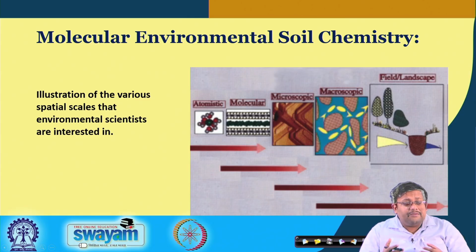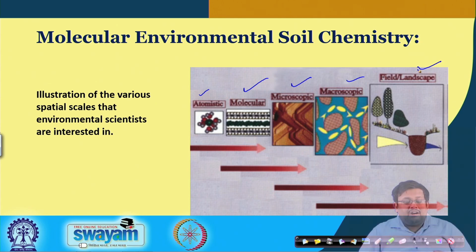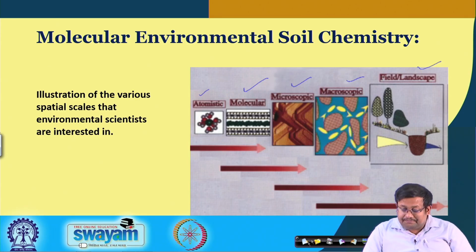So, if you see the illustration of various spatial scales that environmental scientists are interested in, you can see they are interested from the atomic level to the molecular level to the microscopic, macroscopic, to the field and landscape levels. So, this is basically a comparison of the relative spatial extent of different levels of molecular environmental soil chemistry.